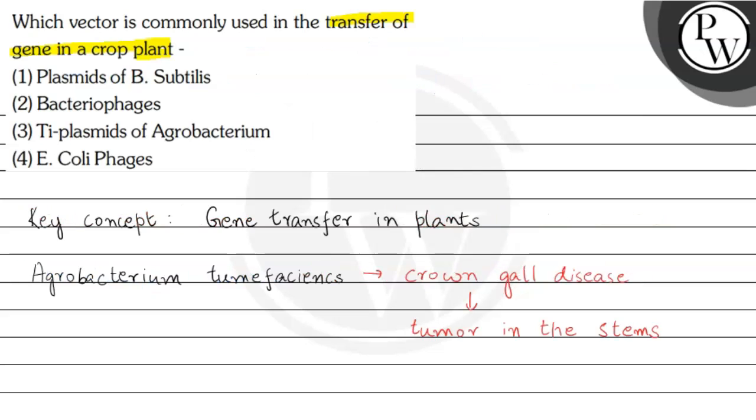So now if we see the options, the first option says plasmid of B subtilis. So this is not used in case of crop plants. So this won't be our answer. Bacteriophages are particularly used for gene transfer in cases of bacteria. So for bacteria it is used. Again, this won't be our answer. Ti plasmid of Agrobacterium, as we studied right now, will be the answer because Ti plasmid is used for gene transfer in plants. E. coli phages are used for gene transfer in E. coli only. So this again won't be the answer.